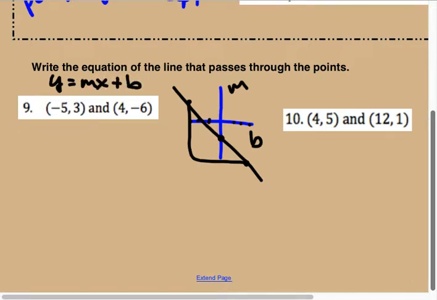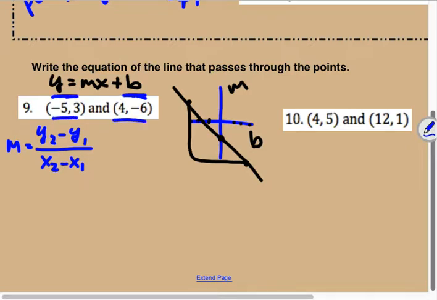How do we do that? Well, first we're going to find the slope. And we're going to use that formula, y sub 2 minus y sub 1 over x sub 2 minus x sub 1. It doesn't really matter which ones here that you make x sub 1 and y sub 1. We'll just go this is the second point and this is the first point. So y sub 2 minus y sub 1. Here's my y sub 2, negative 6. Here's my y sub 1, 3.